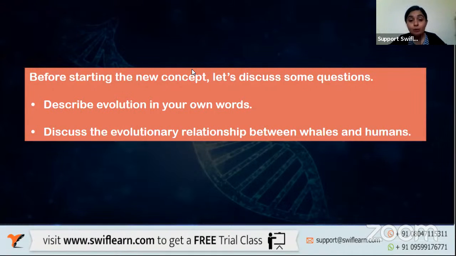Now, the question that I am leaving all of you with is: discuss the evolutionary relationship between whales and humans. Here you have to think along the lines of how humans and whales can be similar to each other. If I just give you a hint, what exactly you're going to talk about are the homologous structures.